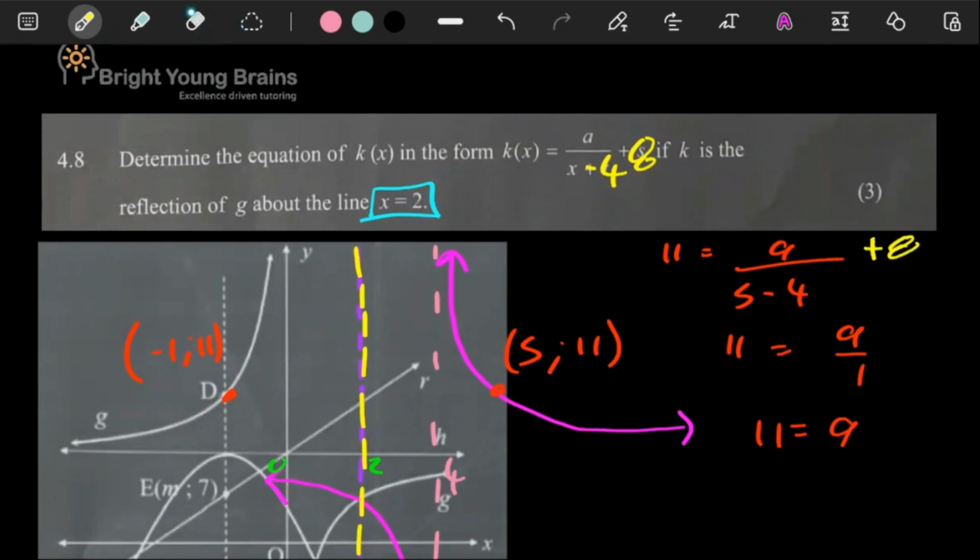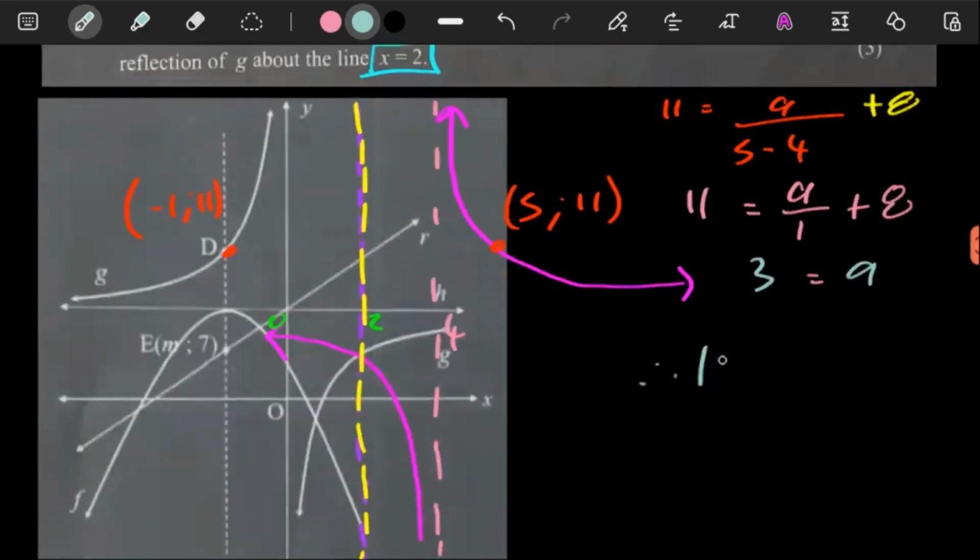Okay, that makes life a bit easier, because now everything makes sense, because the 8 here is going to be a over 1 plus 8, right? And then this is equal to 11. And then you're going to have 8 move over to the other side. So you're going to have 11 minus 8, which is a 3. Whew, that makes better sense. K of x is equal to 3 over x minus 4, and then plus 8. There we go.